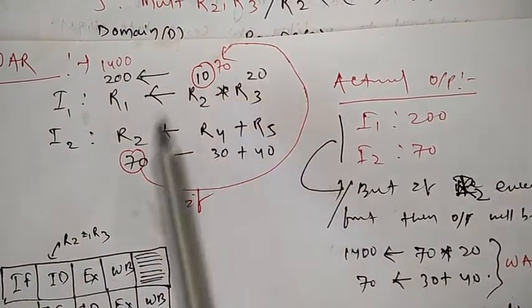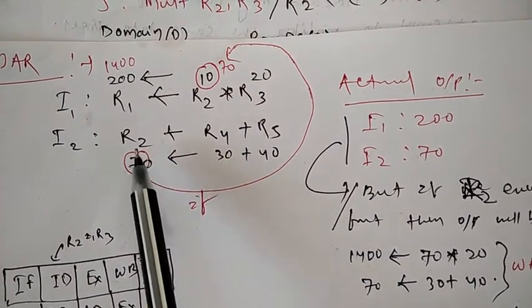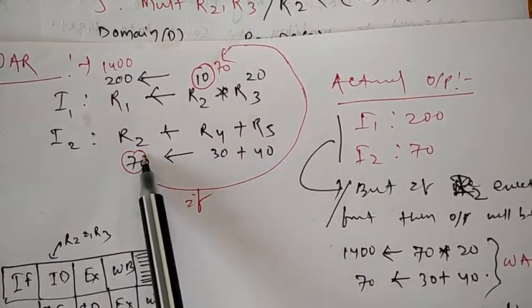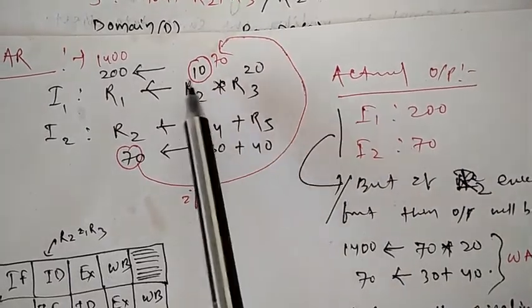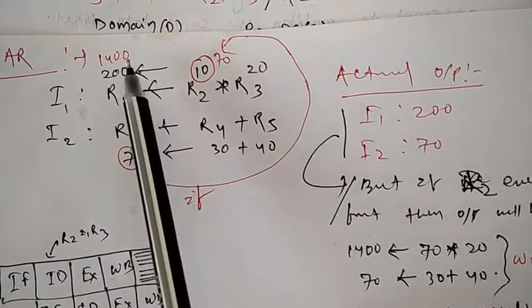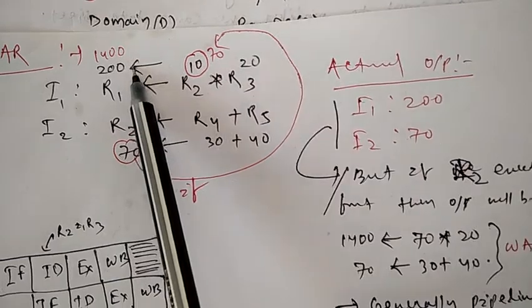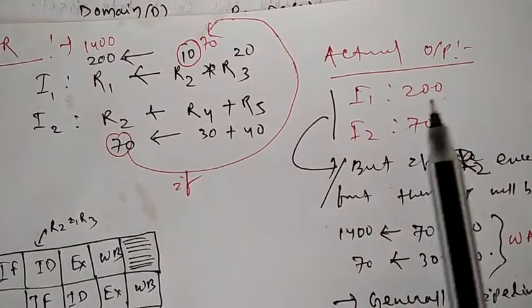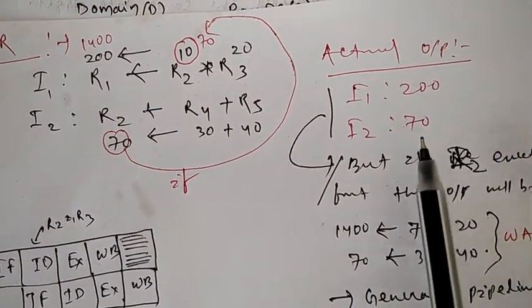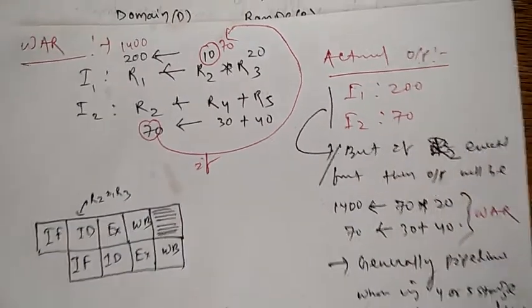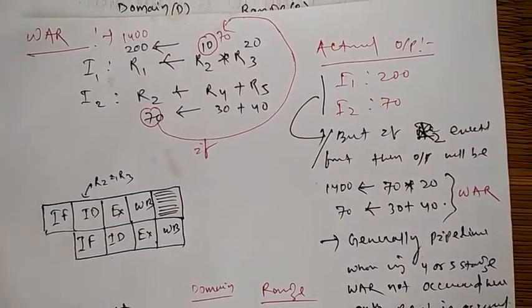unfortunately this instruction is executed first, the R2 value will be 70 and it will be assigned to R2. Then 70 into 20 is 1400. So the output will be 1470. But actually we want the output to be 270. So it will create a hazard, a read after write hazard.